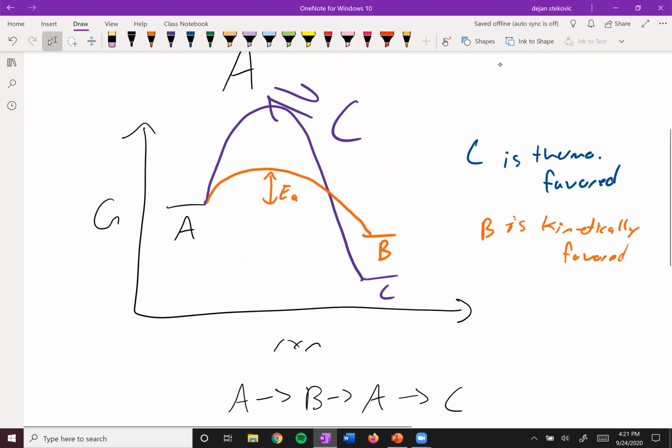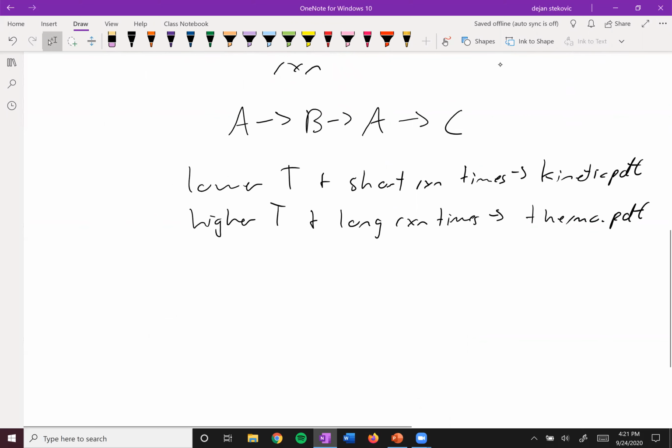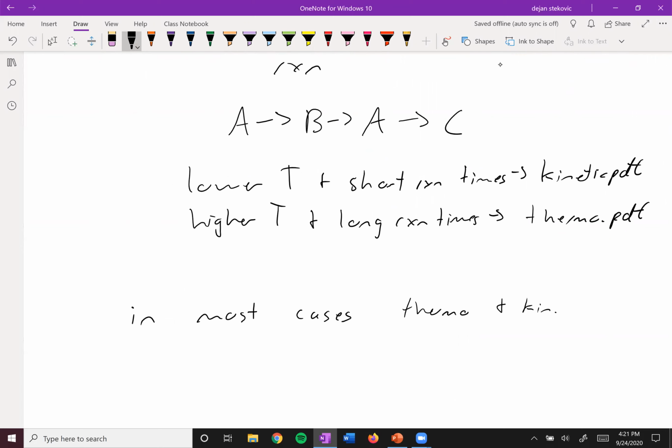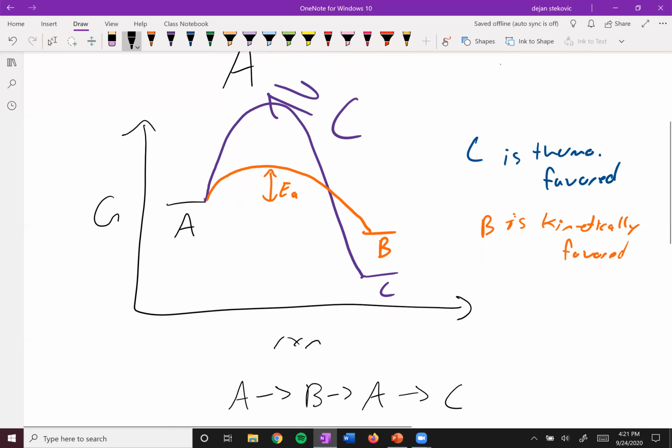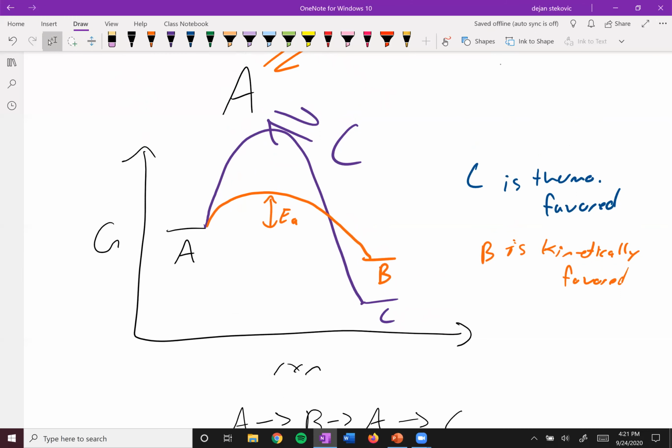While this example is very cool, it's actually somewhat rare. In most cases, the kinetic and the thermodynamic product are the same. But we'll see some cool cases where they're not, and we can think about how we can manipulate the reaction to get what we want.